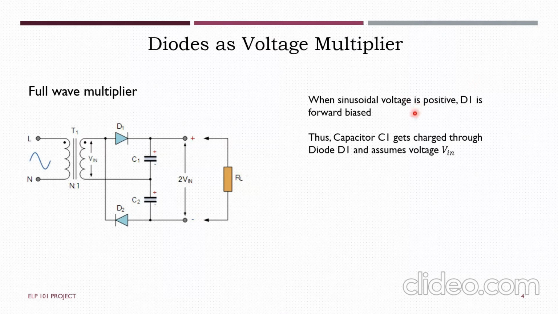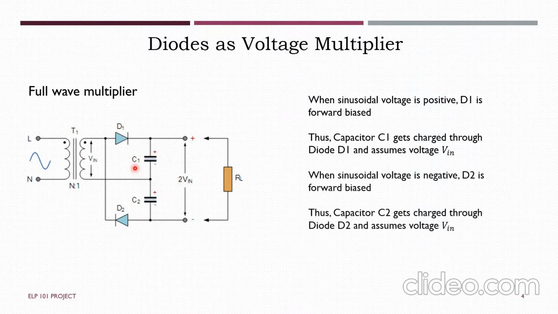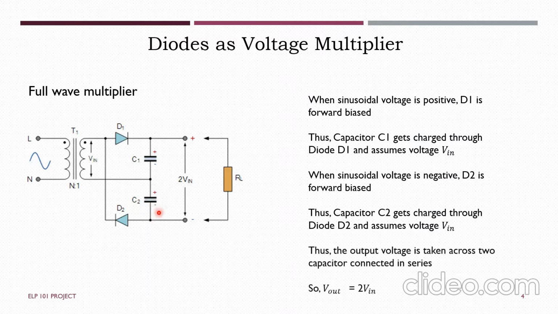When the sinusoidal voltage is positive, D1 is forward biased, and thus capacitor C1 gets charged through diode D1 and assumes the maximum voltage V in. When the sinusoidal voltage is negative, D2 is forward biased, and thus capacitor C2 gets charged through D2 and assumes the voltage V in. Thus, the output voltage is taken across two capacitors which are connected in series. So V in is the maximum voltage of C1 and V in is the maximum voltage of C2. Both of them added together, we get the output voltage as twice the input voltage.